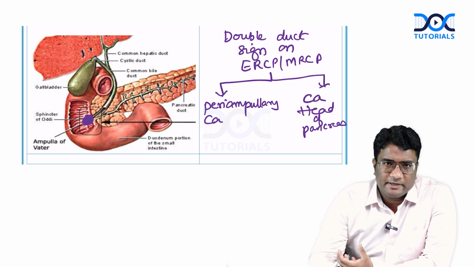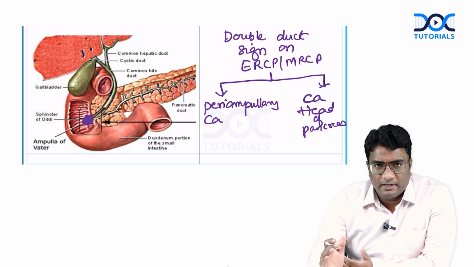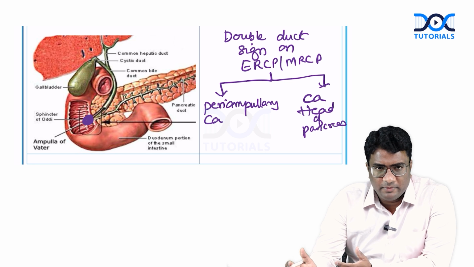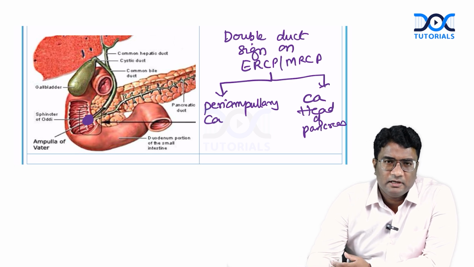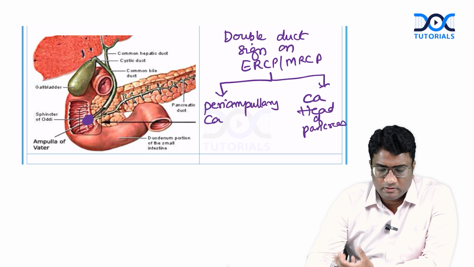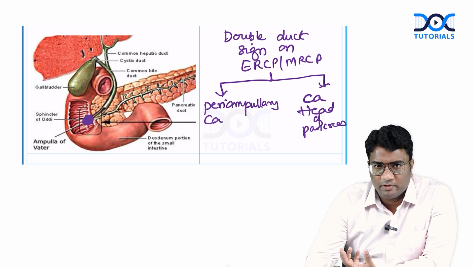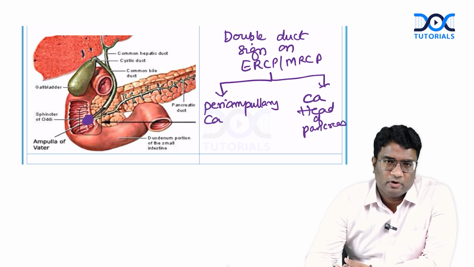What do you mean by periampullary cancer? Any cancer which is within 2 centimeters of the ampulla of Vater is called periampullary. It could be an adjacent duodenal cancer, it could be a pancreatic head cancer, it could be in the ampulla of Vater. Anything in and around 2 centimeters of the ampulla of Vater is called periampullary cancer. They can produce double duct sign on ERCP or MRCP.